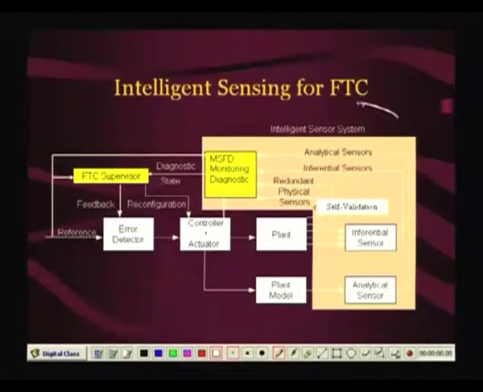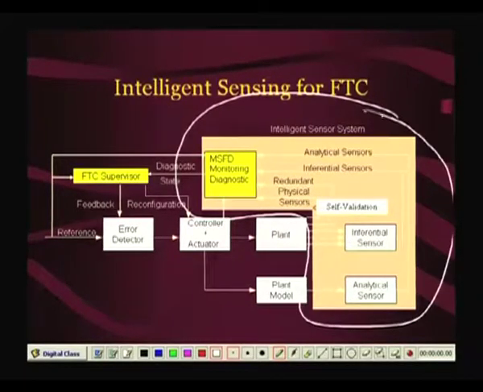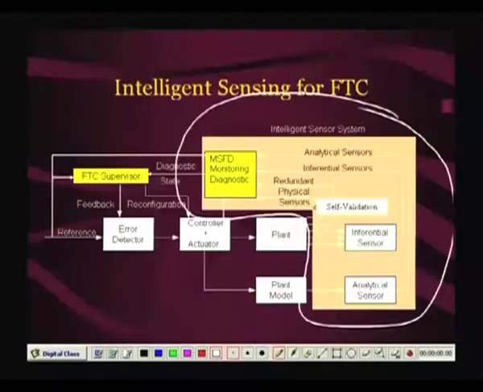So there are lots and lots of sensors that have to be used. So a whole thing called an intelligent sensor system must be put in place, which is a combination of some sensors, some of which may be very trivial and easy to put, and electronic processing of signals to obtain better quality measurements.